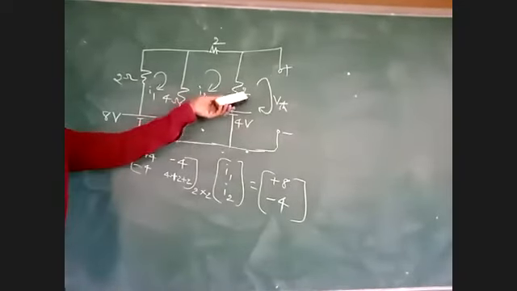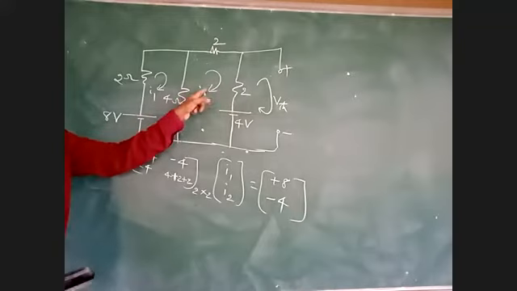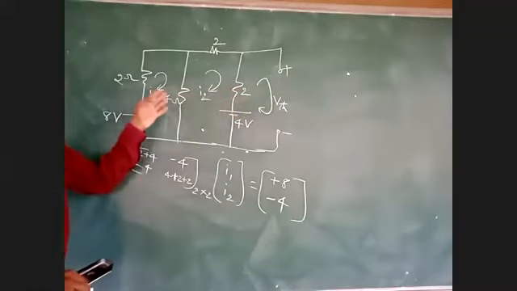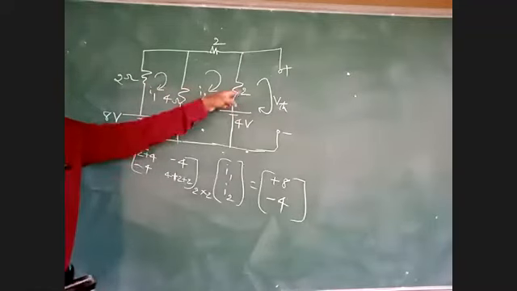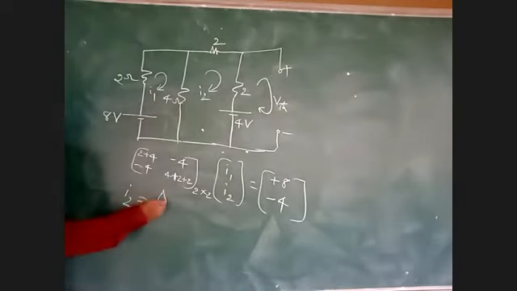I want the current in 2 ohms. What is the current in 2 ohms? I2. I2 is the current in 2 ohms. I want only the current in 2 ohms, not the current in the first loop or second loop. The current in 2 ohms is I2. I2 is equal to delta 2 by delta.